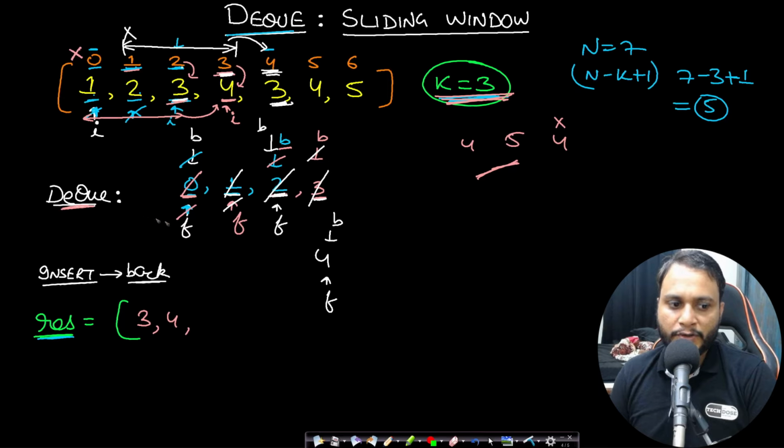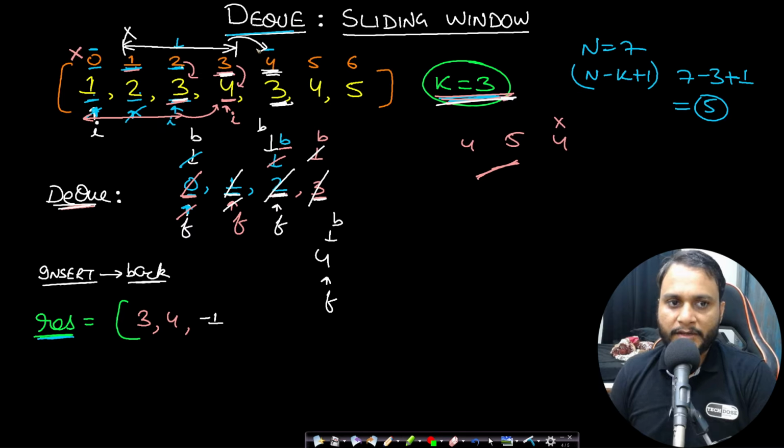And now you will be recording your answer. Since the deque size is not equal to k, that means you do not have k number of items in the window. This means that this window must not have been valid. If it would have been valid, like if it would have been 3, 4, 5, then the deque size must have been 3. If it is less than 3, that means it is not valid, and so I have to record a value -1.